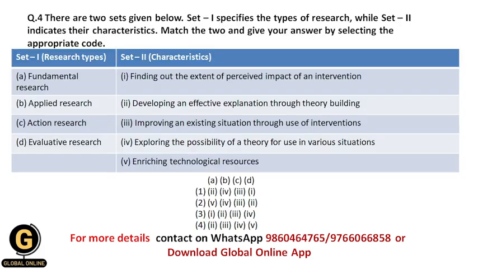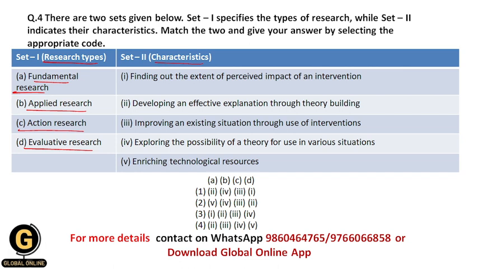Okay, now here students, we have given two sets, set 1 and set 2. In set 1 they have given us research types, and in set 2 they have given characteristics of each research type, and here we have to match the correct characteristics to the correct research type. Okay, now here there are fundamental research, then applied research, action research, evaluative research. So these are basically the types of research which we have given in set 1.